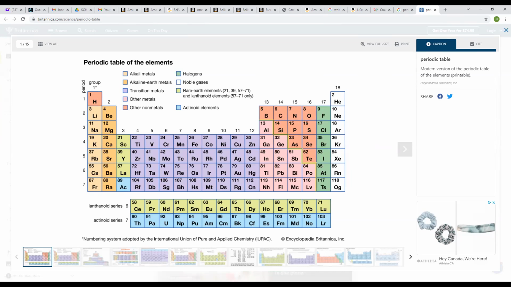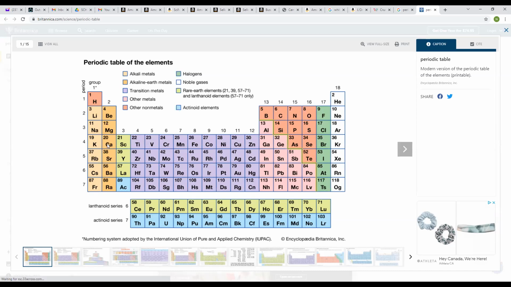Now, how about periods then? What are periods? Just rows in the periodic table. Yeah, exactly. Those are the rows across the periodic table.